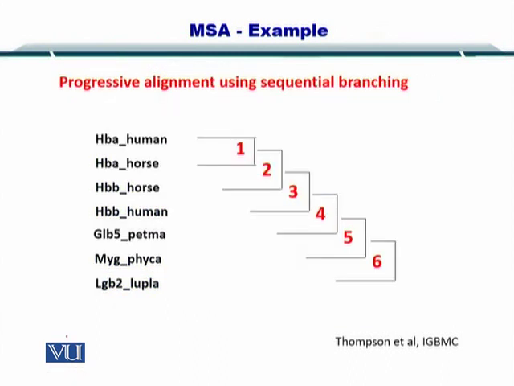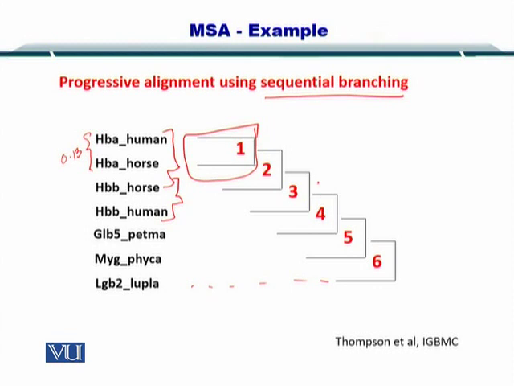So using these distances, we can create a sequential branching wherein HBA human and horse, which had a distance of just 0.13, are the closest. This is followed by HBB horse and HBB human, as you just saw, and the entire tree is constructed like that. So this is called sequential branching, and you can construct this using the progressive alignment.